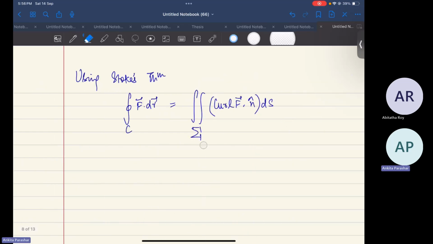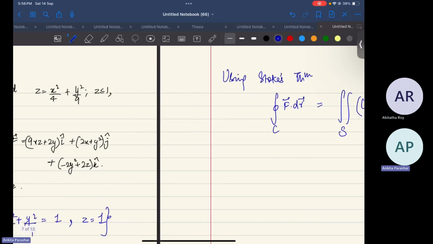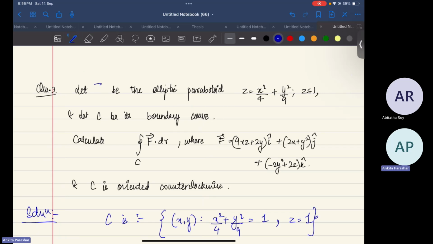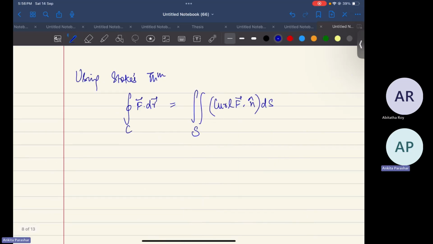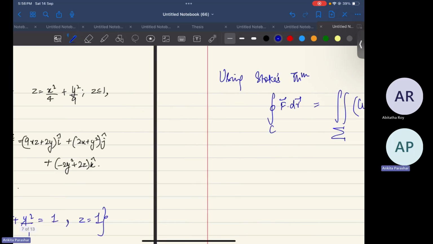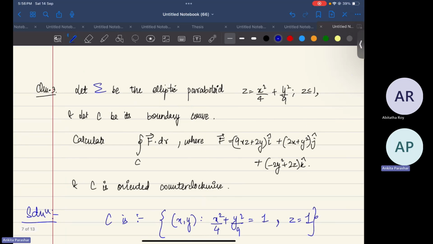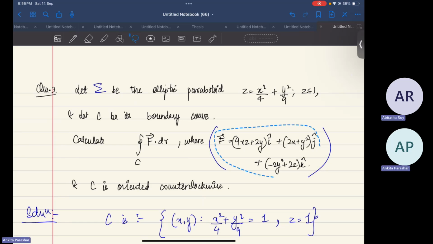S is given to us. Do not confuse with this. Maybe I'll write sigma. Okay, so what is curl f? Let's just compute that. F is given to you. Can you compute curl f? Let me just copy the f.